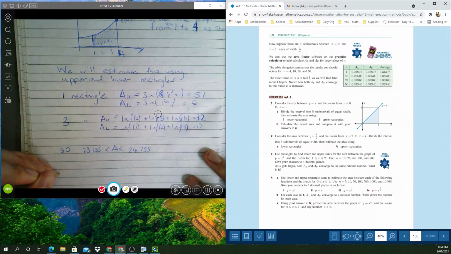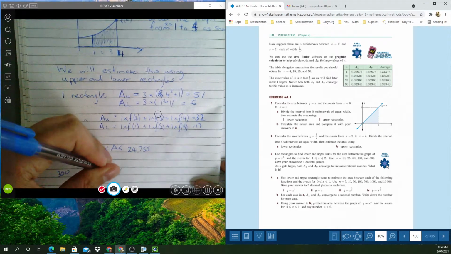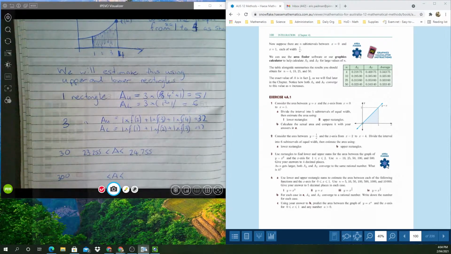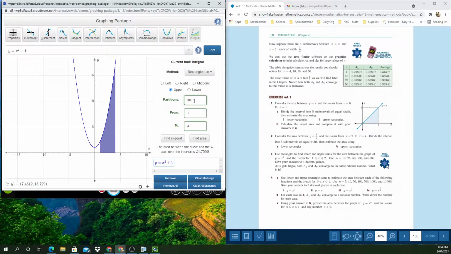And then you can just keep scaling this up. Now we're using technology, we could scale that up to something else. Let's have a look what this does. Let's go to 300. Find integral. That was the upper, 24.0751. And the lower, 23.9251. You get the idea.